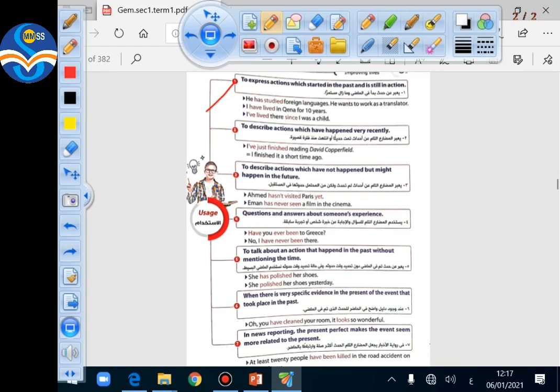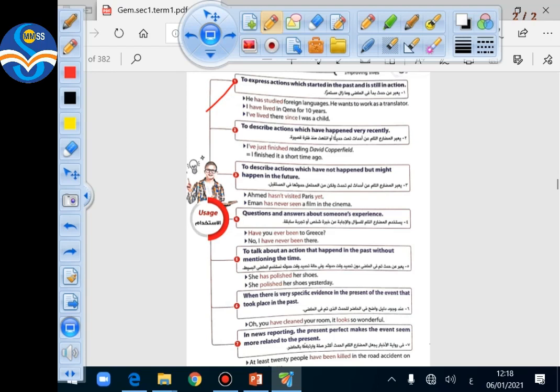I have lived in Kenya for 10 years. That means that he has been affected by the culture of Kenya. That's why he has lived in Kenya for 10 years. I've lived there since I was a child. That means that he was affected by living in that place. That's why he used I have lived there since I was a child.